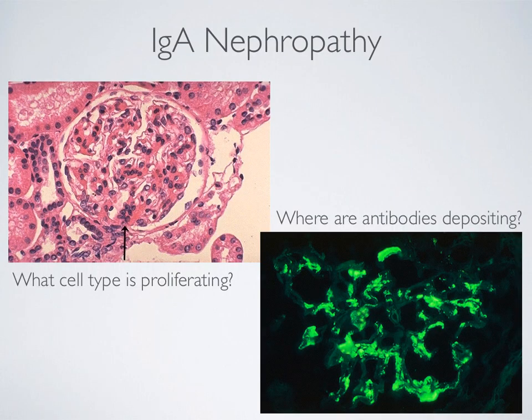Same thing here with IgA nephropathy. Notice you can see a lot of increased cells in the area. And a lot of those are the immune cells being activated by those IgA antibodies that are deposited in the area.